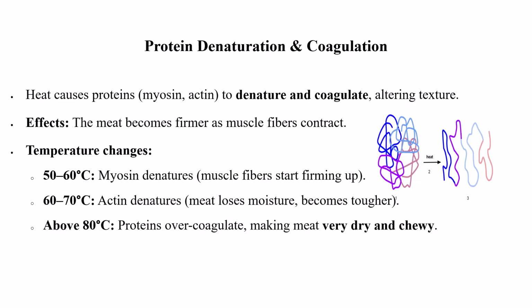Protein denaturation and coagulation. Heat causes proteins to denature and coagulate, altering texture at temperatures between 50 to 60 degrees Celsius. Myosin denatures and the meat starts to firm up. Above 80 degrees Celsius, proteins overcoagulate, making the meat dry and chewy.